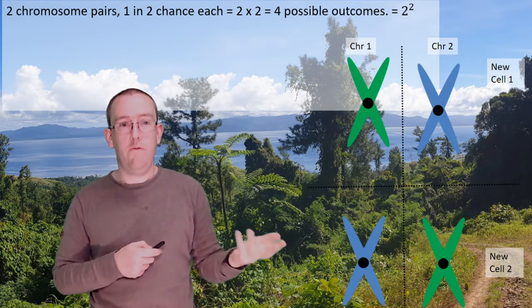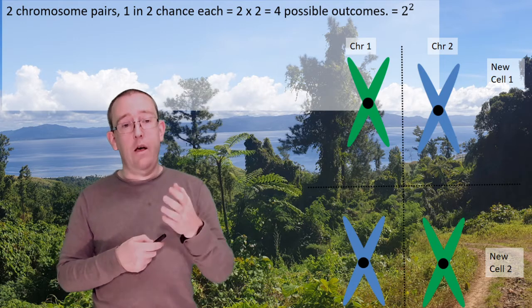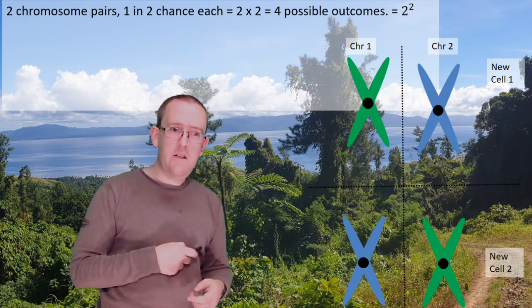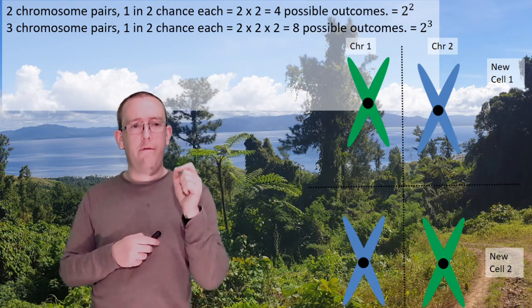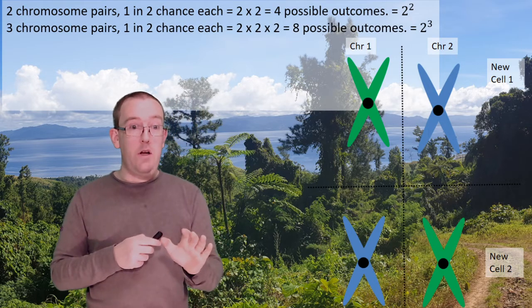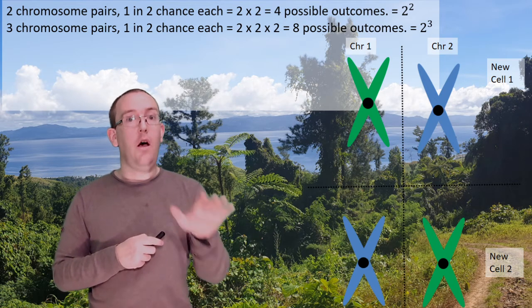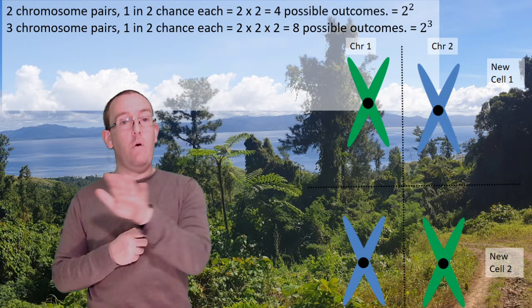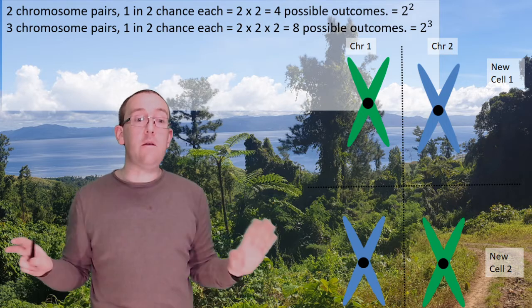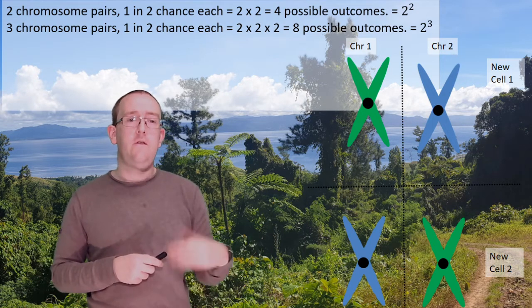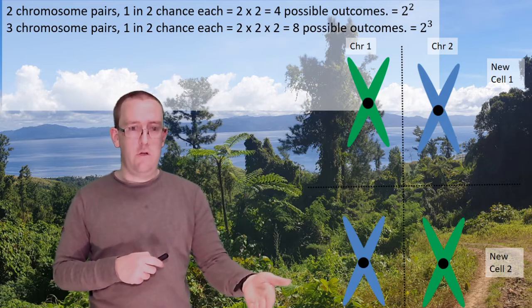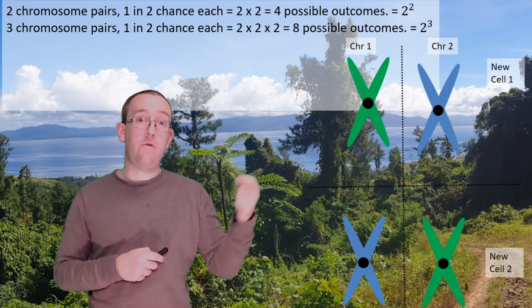So 2 to the 2, 4. Easy. Now, I couldn't be bothered to animate any more than this because you should be getting the idea. If we had 3, there'd still be a 1 in 2 chance each, but there'd be a 1 in 2 chance for the first pair, a 1 in 2 chance for the second pair, and a 1 in 2 chance for the third pair, and these are independent, okay? So that's 2 times 2 times 2, or 8 possible outcomes, or 2 to the 3.